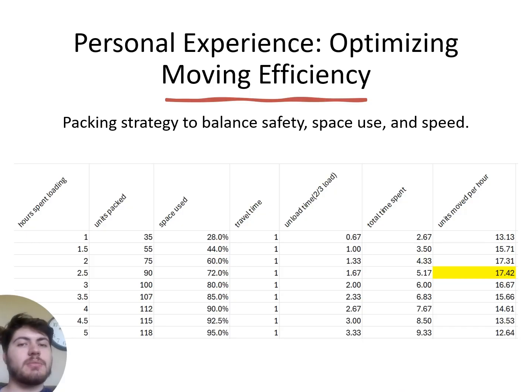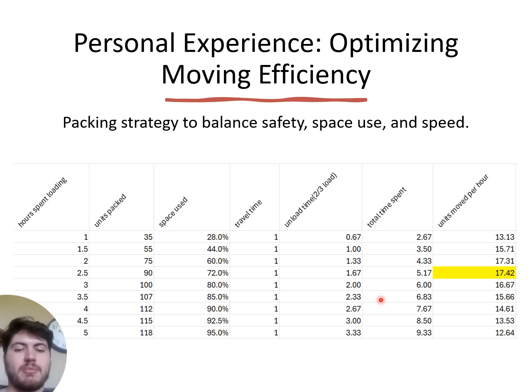Now, while working at the moving company, I tracked the amount of time spent loading and how it affected my overall job performance. In this scenario, the absolute maximum the truck can handle is 125 units, and that's how I calculated how efficiently I used the space of the moving truck. What I found is that at about 2.5 hours of loading is where I was doing the best. It's where I achieved the highest throughput at 17.42 units per hour. But beyond that, the time investment no longer paid off.